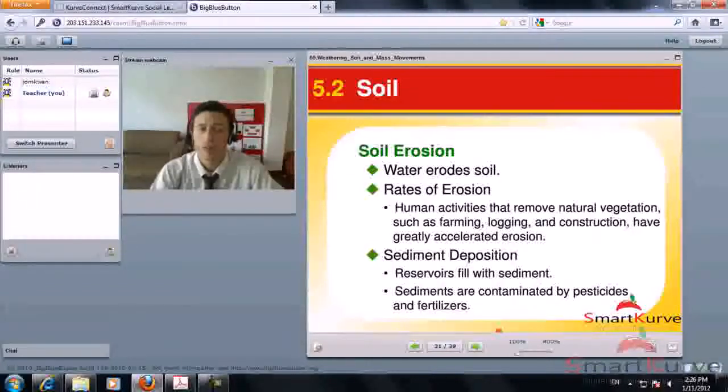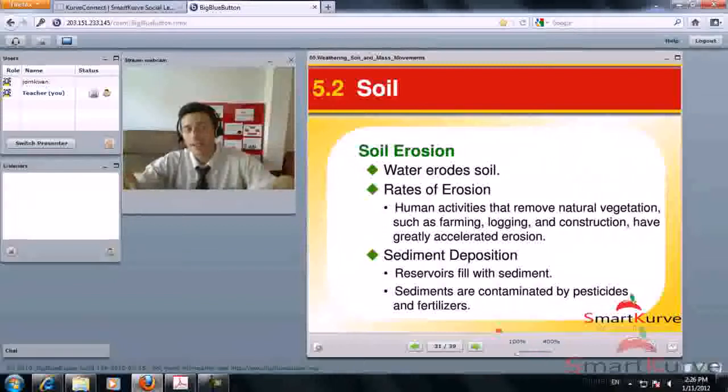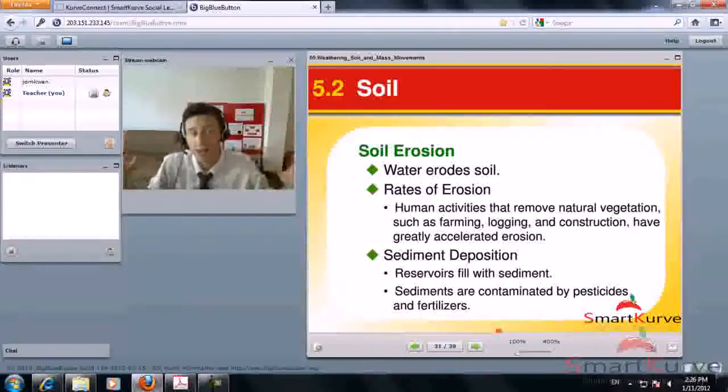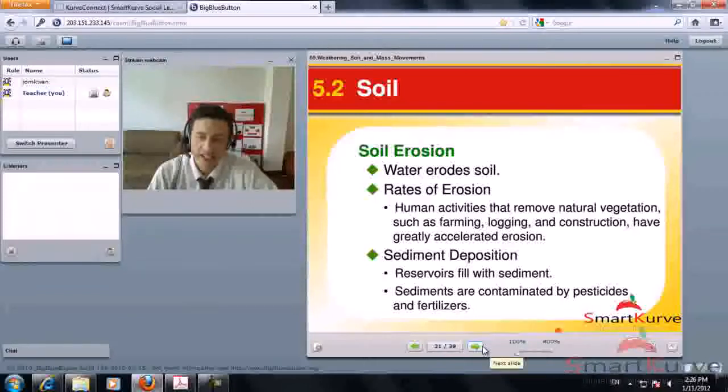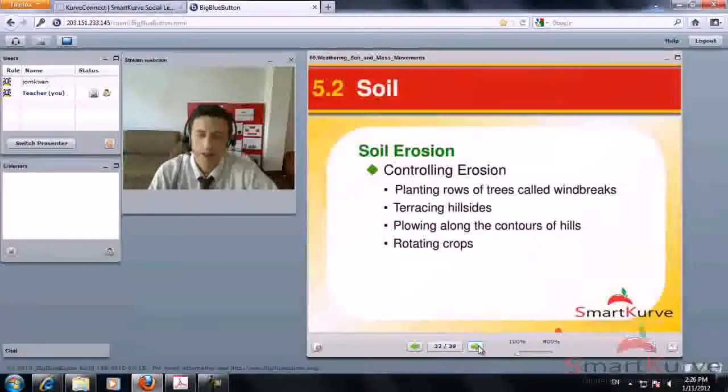Remember, we talked about this in our lesson on pollution. When we talked about water pollution, how plants, vegetation, their roots hold the soil almost like fingers. So when we remove those plants, it's like taking out the hands, and there's nothing to hold the soil, so it washes away. Reservoirs can fill with sediment. They can be contaminated by pesticides and fertilizers.